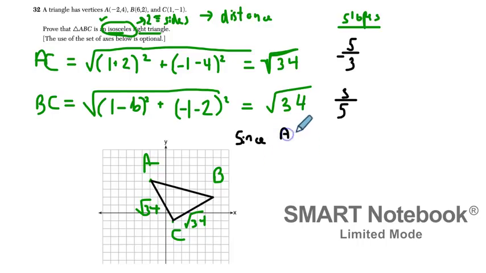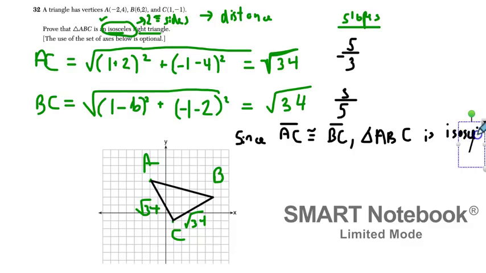But I'm going to say since AC is congruent to BC, triangle ABC is isosceles. Great, I took care of that part. That's an easy sentence to write. The right triangle, I like to err on the side of caution and explain kind of every step in detail. Maybe it's overkill, but I'm going to guarantee that I get full points that way.